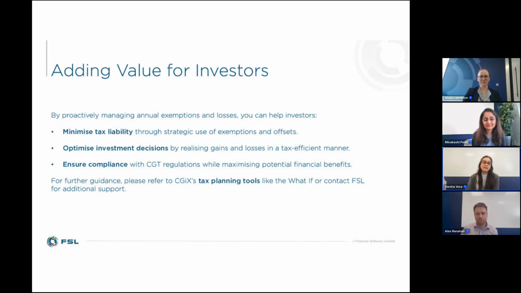So again, from a reporting perspective and a CGT perspective, it's about how you can add value to your investors: maximizing the liability through exemptions and loss offsetting, and making all this information available to your investor so that when they are doing their self-assessment, they have all the information readily available for their reporting. So that brings me to the end of my section, which is the CGT considerations.